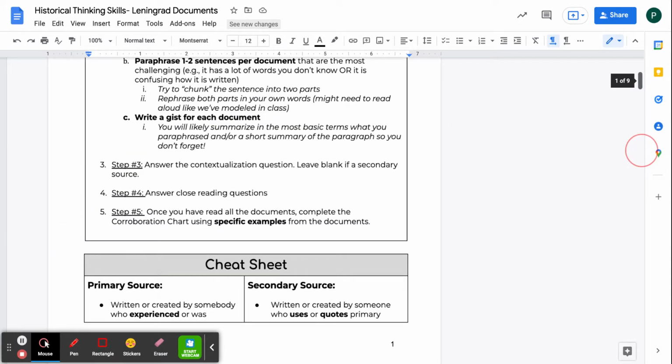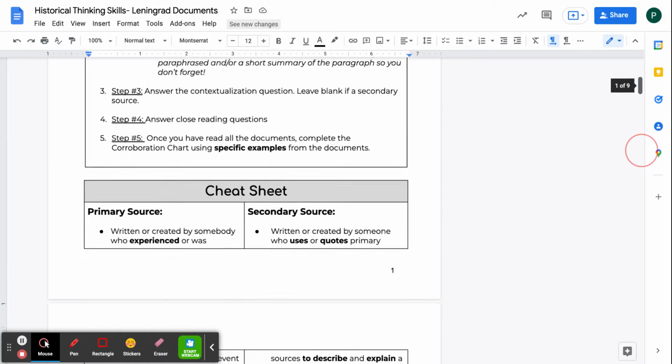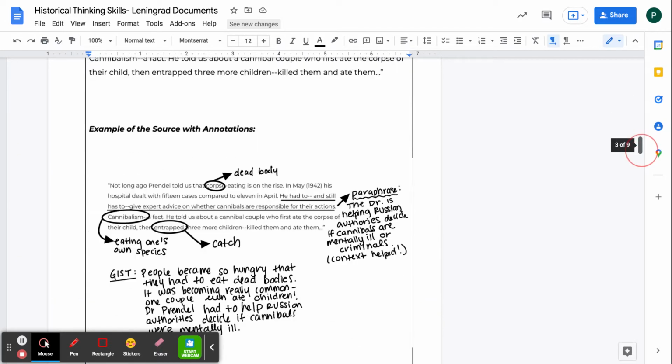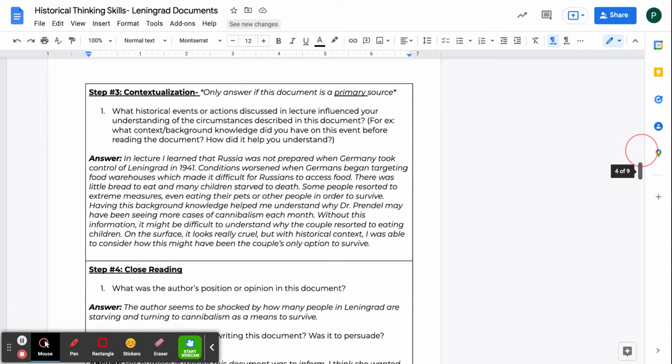Answer the contextualization question. Leave blank if secondary source. Step four is to answer the close reading question. So let's do those together. Scroll down. Okay, only answer if this is a primary source. We know that this is a primary source because she lived there. What historical events or actions discussed in the lecture influence your understanding of the circumstances described in the document? What did you need to know before you understood this?